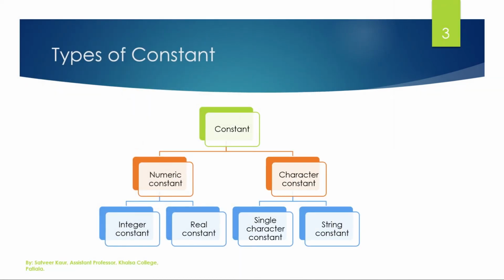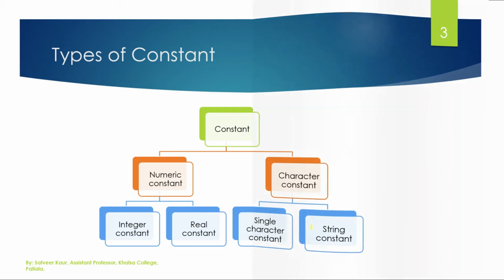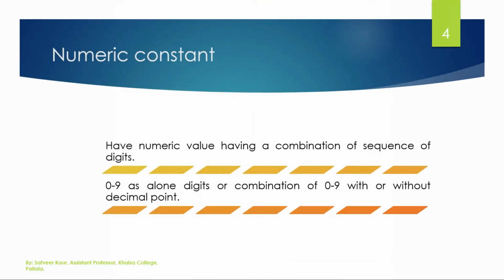There are different types of constants. First one is numeric constant and second one is character constant. Further, numeric constant can be categorized as integer constant and real constant, whereas character constant can be categorized as single character constant and string constant. So let's see first numeric constant.